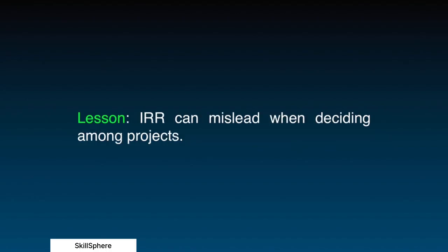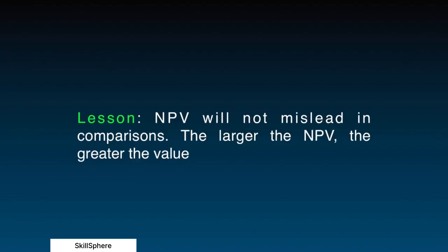And so the lesson here is that IRR projects can mislead when we're deciding among projects, whereas NPV will not mislead in comparisons. The larger the NPV, the greater the value.